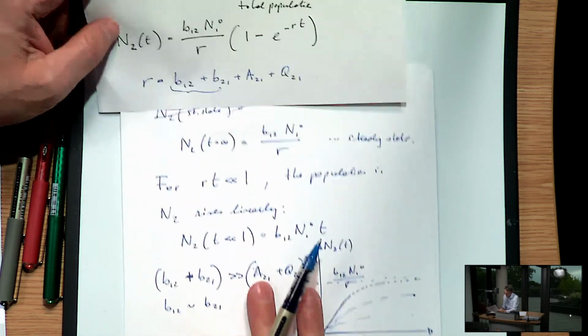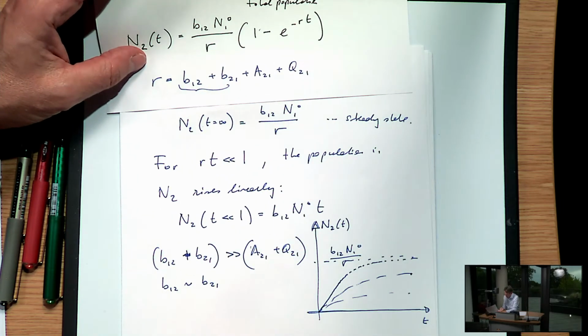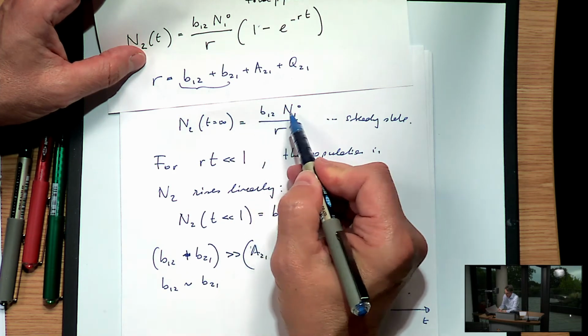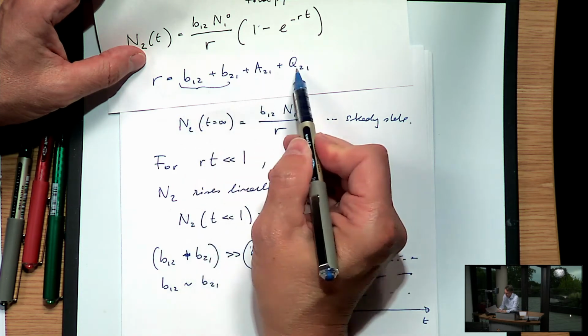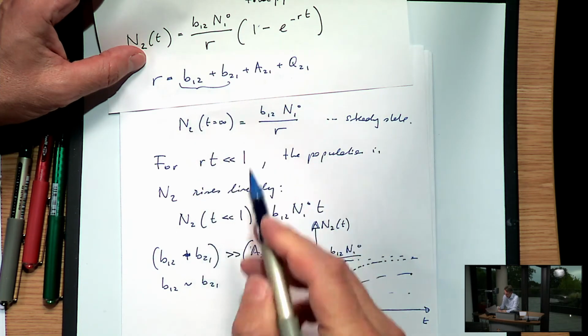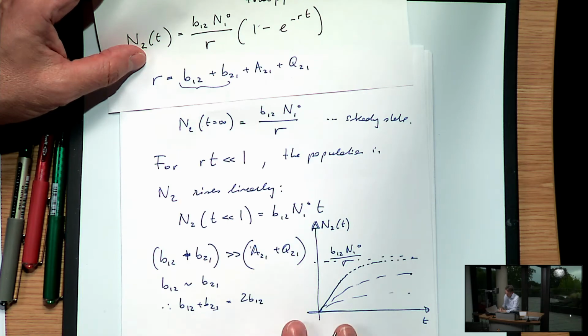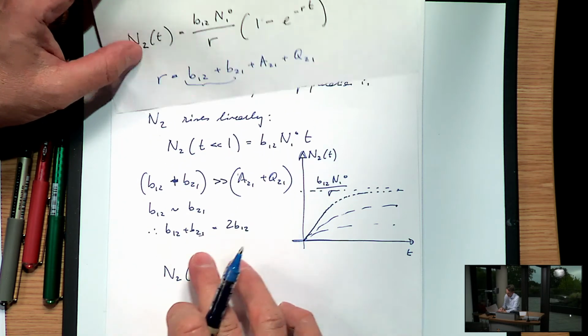if I look at the steady state value, then in that case N2 at t equals infinity will go to B12 N1 naught divided by all this. But this means B12 plus B21 is equal to 2B12, right? Because it's twice the equivalent roughly.